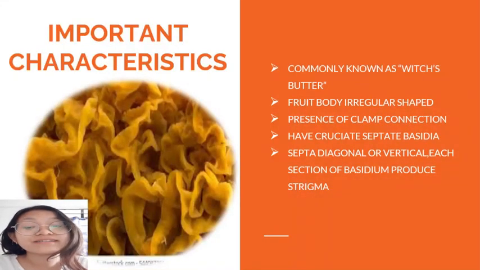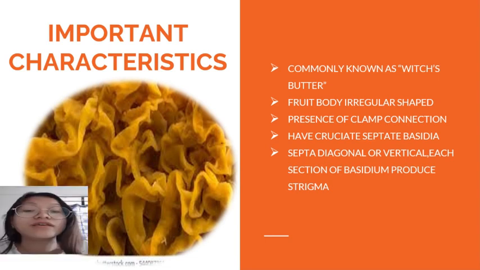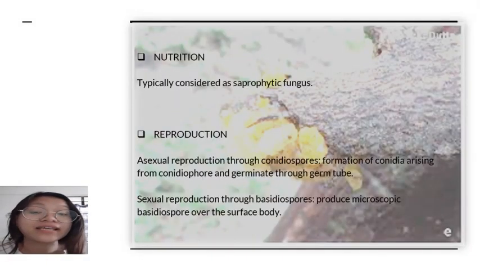Some of the important characteristics for this species are they are commonly known as witches' butter. The fruit body here is irregular in shape, and there is presence of clamp connection. The basidia here is cruciate septate, and it is either diagonal or vertical. They are mostly saprophytic and reproduce either sexually or asexually. Asexual mode of reproduction is through the production of conidiospores, and sexual mode of reproduction is through basidiospores.